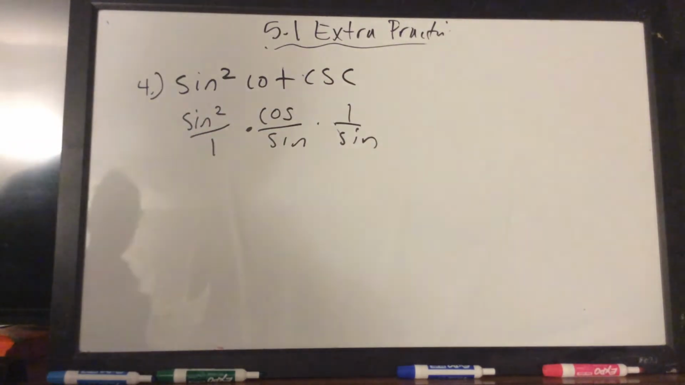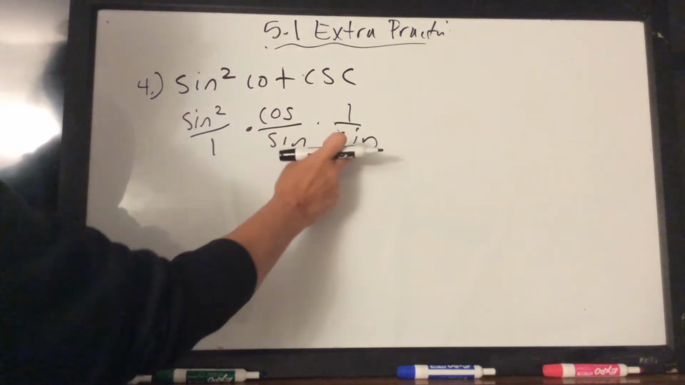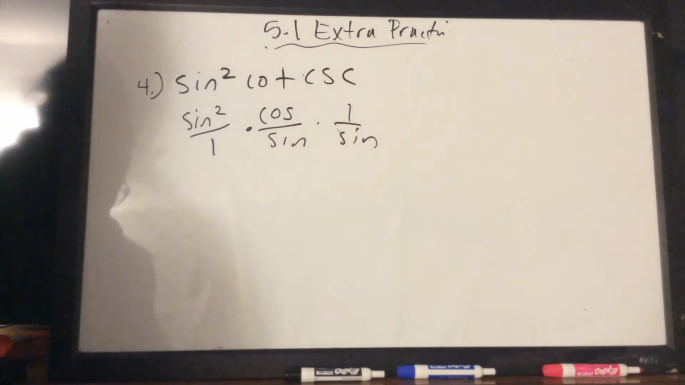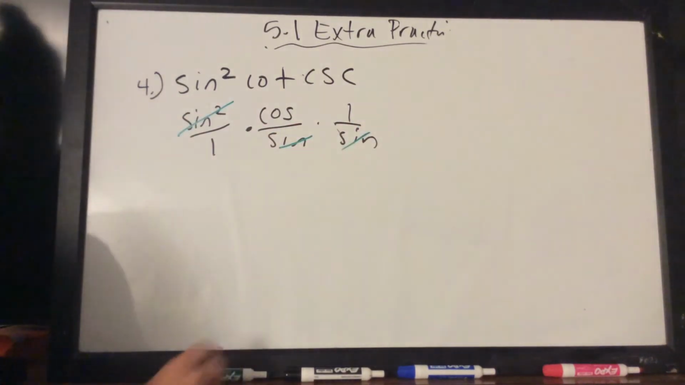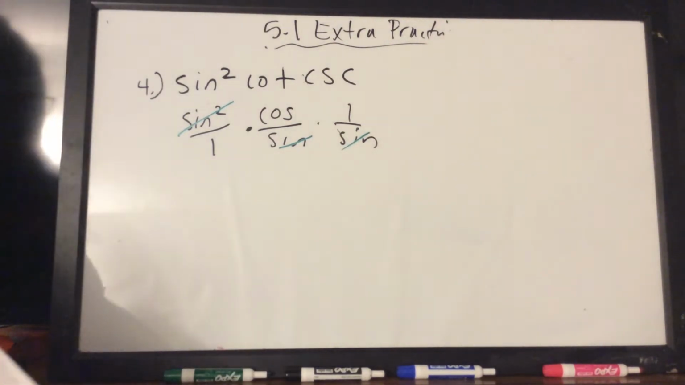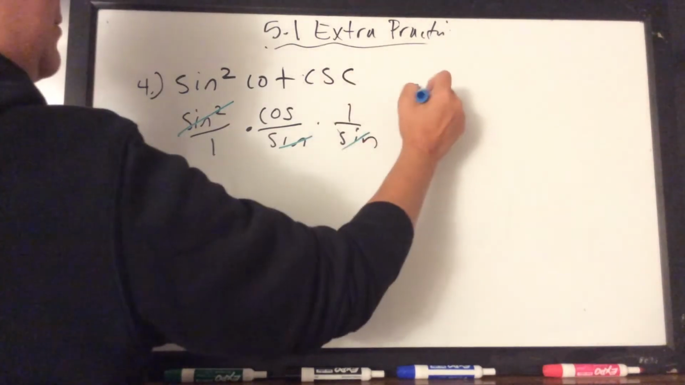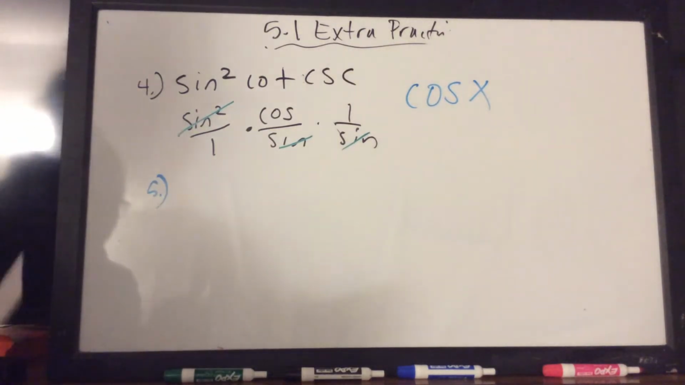So let's look at this. There's sine squared. How many sines are down here? Yep. 2 of them. Cross those out. And then number 4, you should just be left with cosine x. That's number 4. All right?